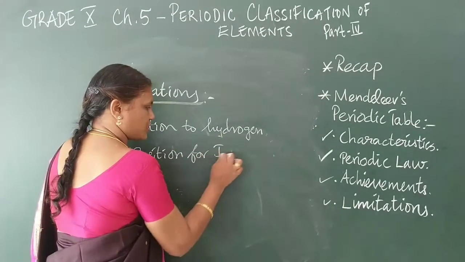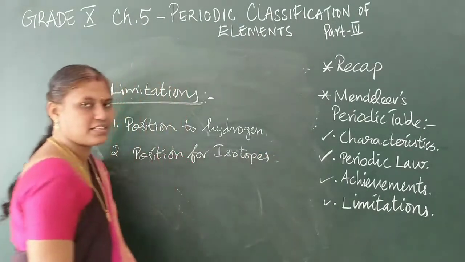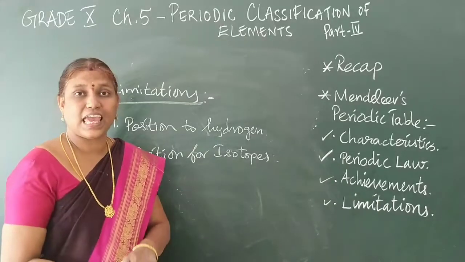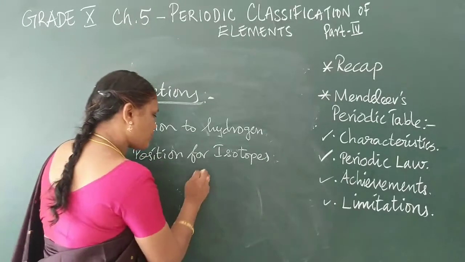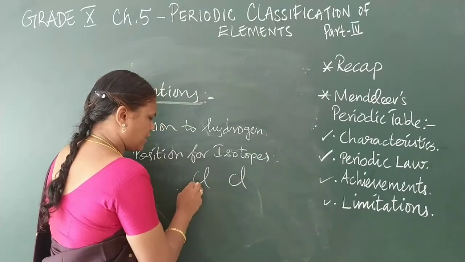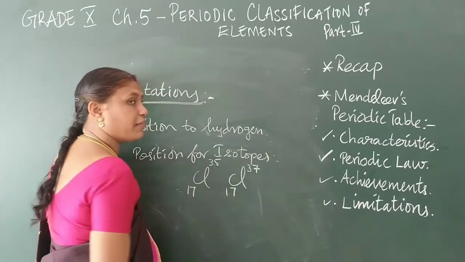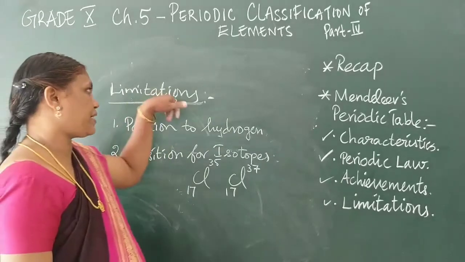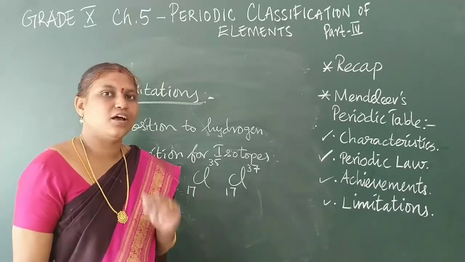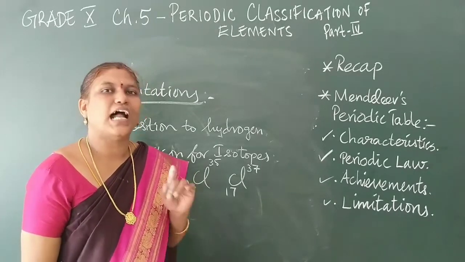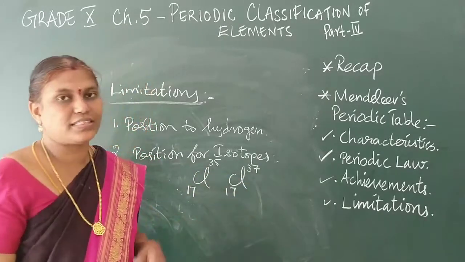For the isotopes. What are isotopes? You have studied in 9th standard itself. They have the same atomic number but different mass number. For example, chlorine, the same element, has the same atomic number but a different mass number, atomic mass. What is the basic principle of Mendeleev's periodic table? He arranged the elements with the help of what? Atomic mass. But here it has different atomic mass.